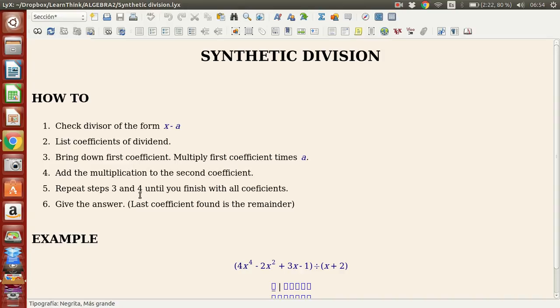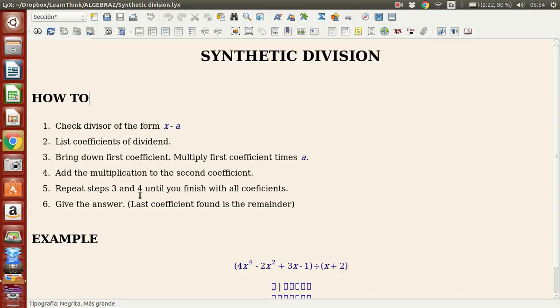Second step, list coefficients of the dividend, bring down the first coefficient, multiply it times a, add this multiplication to the second coefficient, repeat the steps, and give the answer.